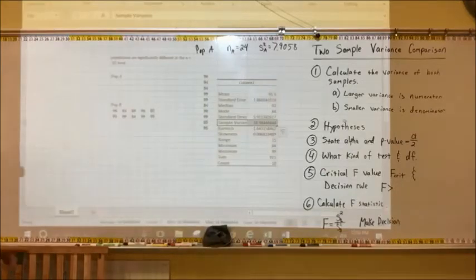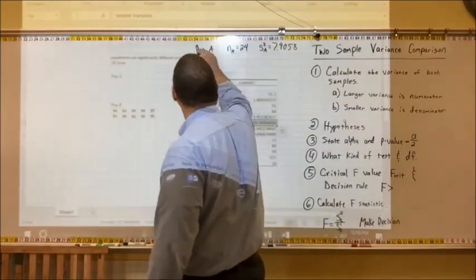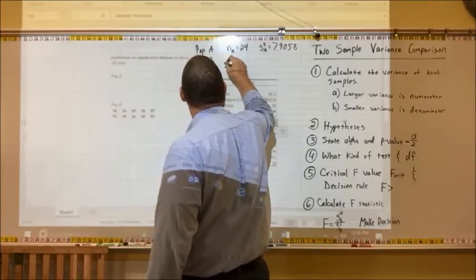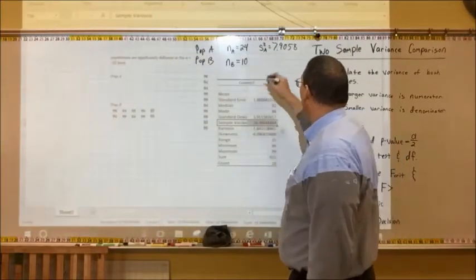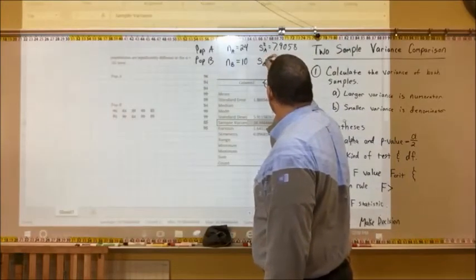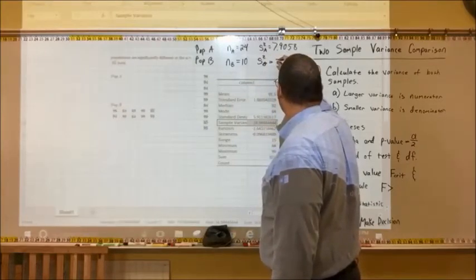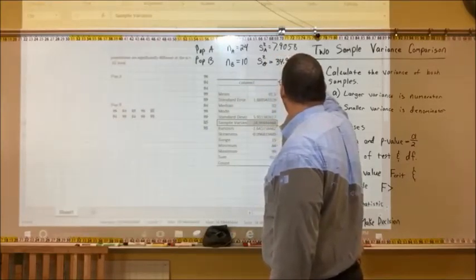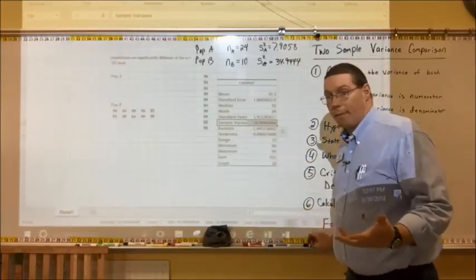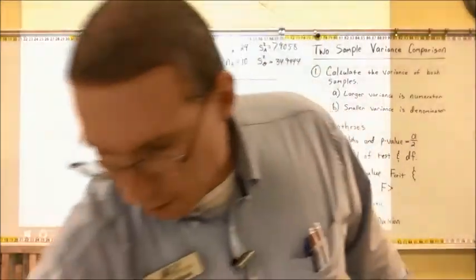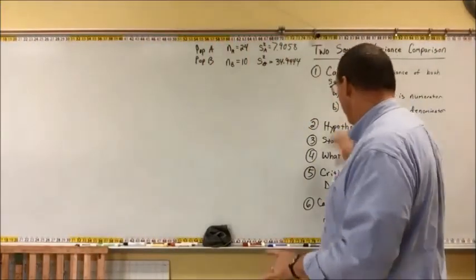So for population B, you can see that the sample size, the count, is 10. N, sample size, is 10. And the variance is 34. All right. So variance for population B is 34.9444. There we go. And that's all the information that we need from the computer, so we can turn this off. Okay, and now we can go ahead and do our procedure.